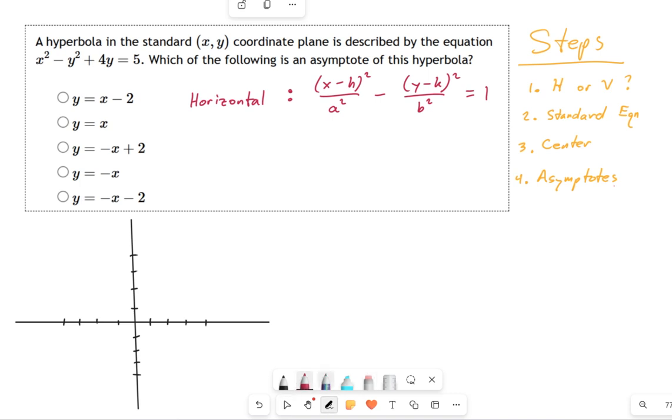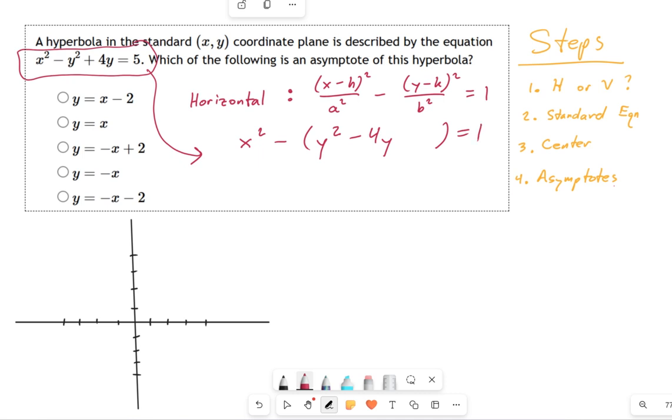How about the standard equation? Can we rewrite this right here in standard form? Well, here's how you go about it. X squared doesn't need any playing around with. It's already a perfect square. But the y squared is not a perfect square. And to make it a perfect square, I'm going to put it in parentheses. Notice that means I have to change the sign of the 4y also.